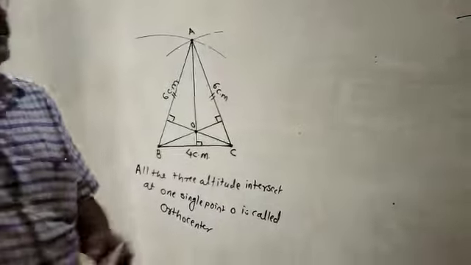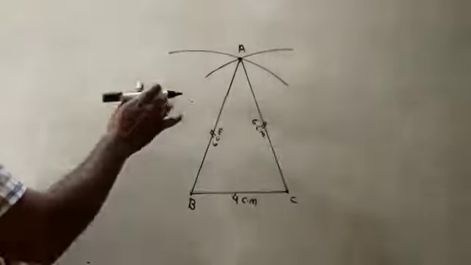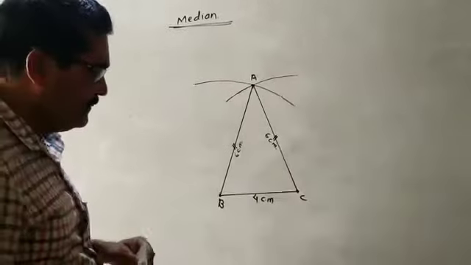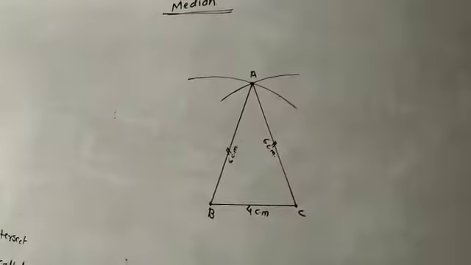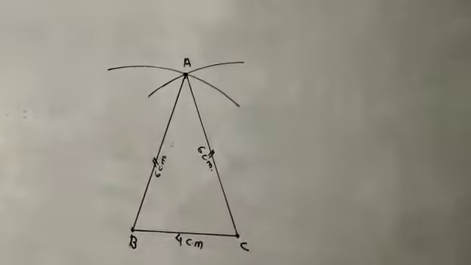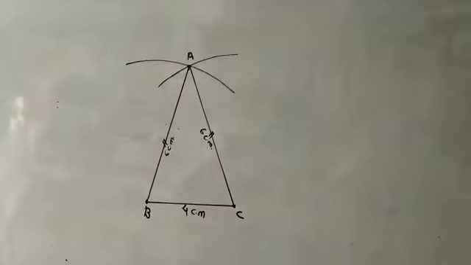Then here you have to draw the median. If you want to draw the median, at that time you have to utilize the compass, and first of all you have to find the midpoint of BC.